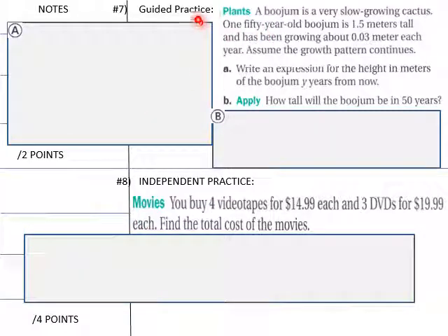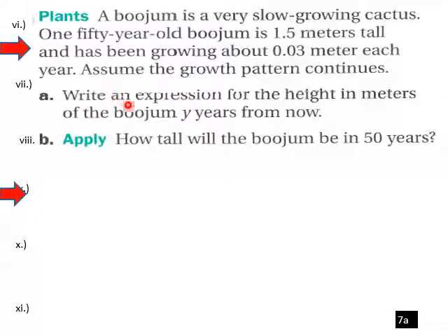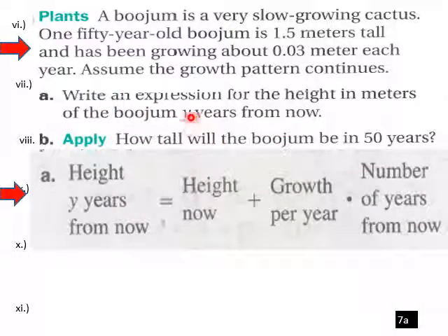And we go into our guided practice here. A boojum is a very slow-growing cactus. A 150-year-old boojum is 1.5 meters tall and has been growing about 0.03 meter each year. Assume the growth pattern continues. So A, write an expression for the height in meters of the boojum y years from now, and then B, how tall will the boojum be in 50 years? Students, this is yours down here, but we're going to go ahead and do A and B right now.